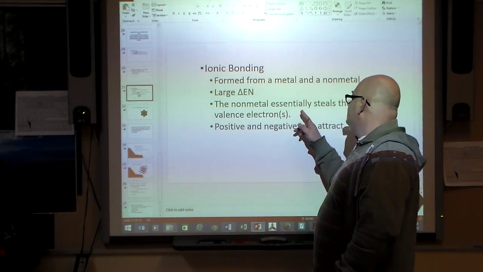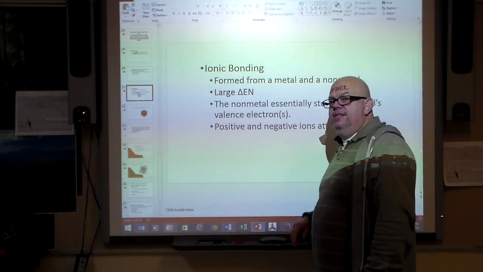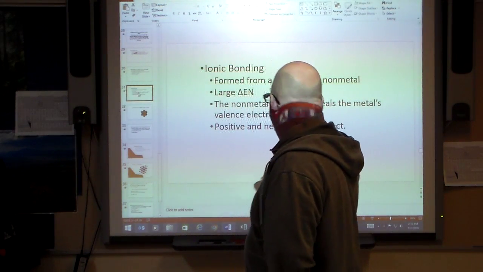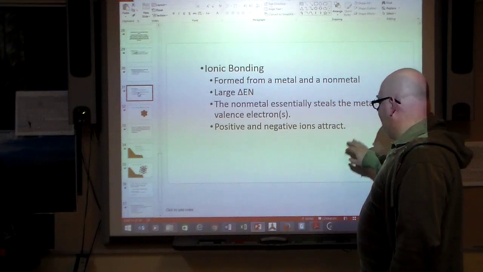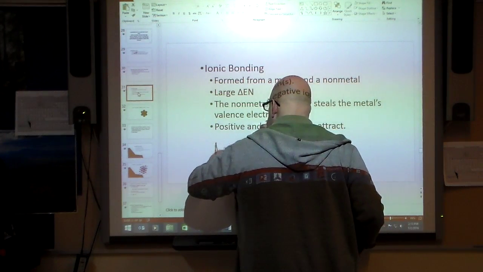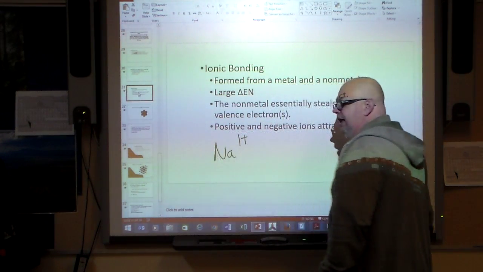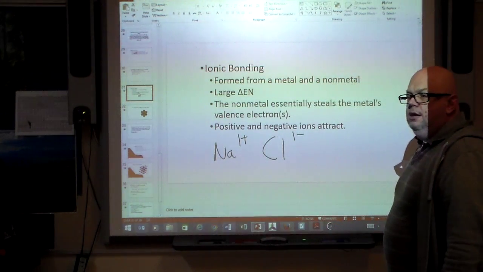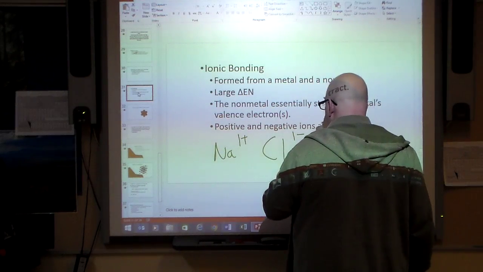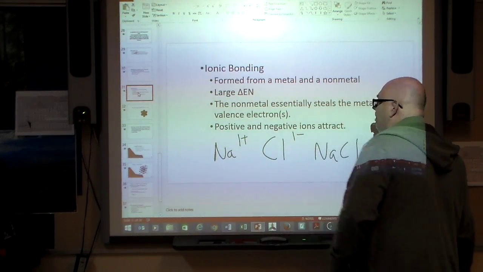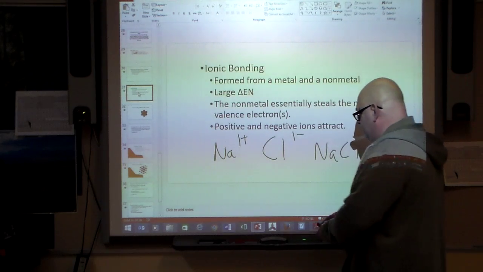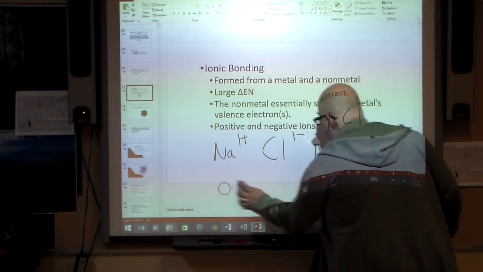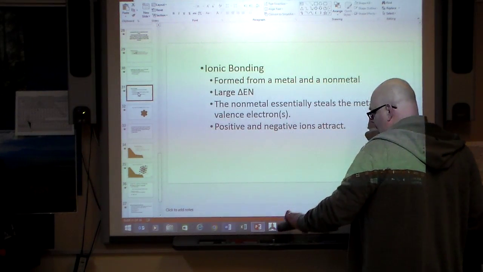The non-metal essentially steals the metal's valence electrons. In other words, you have an electron transfer happening, and the positive and negative ions attract. If sodium loses its electron, chlorine picks up an electron, and then it's natural that they combine together like this. This is ionic bonding. There is no sharing of electrons. This is a question of, you have an electron, I want it.